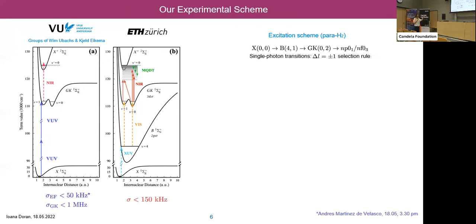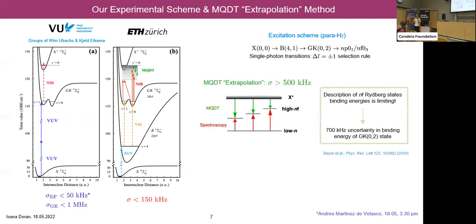So we also go from the ground state, then to another intermediate B state, to the GK state, and then to the Rydberg levels. And so here the key point is that because we always go in steps of one photon, we are limited by the delta L ±1 dipole selection rule. So in the end, the Rydberg series that we excite will always be low L states. And as we know now, their description is done by using MQDT.